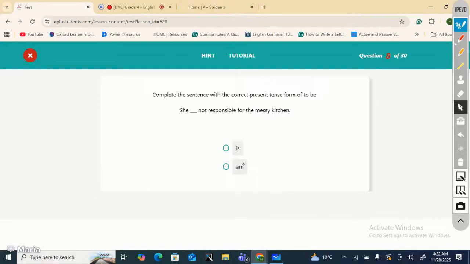She blank not responsible for the messy kitchen. Again, this time you have to choose present tense form of verb to be. She blank not responsible for the messy kitchen? Is or am?